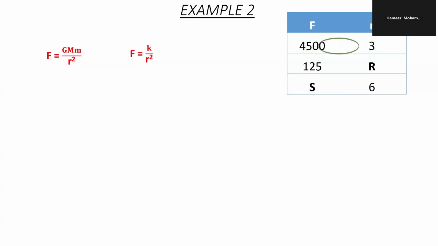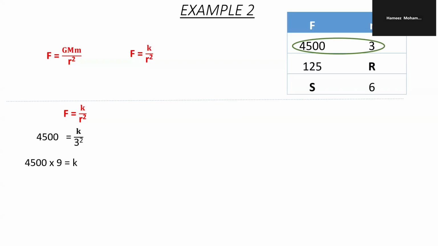So we'd have to pick the top line because we know F and we know R. So if we know F and we know R, we could find out K. K is the only unknown. So let's substitute. 4,500 is equal to K over R squared. Don't forget the square. So R squared is 9. The 9 is dividing, so I can carry it across. 4,500 times 9 is 40,500. That is our K for this particular question.